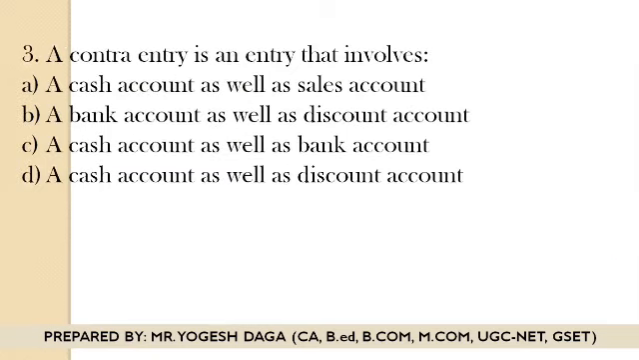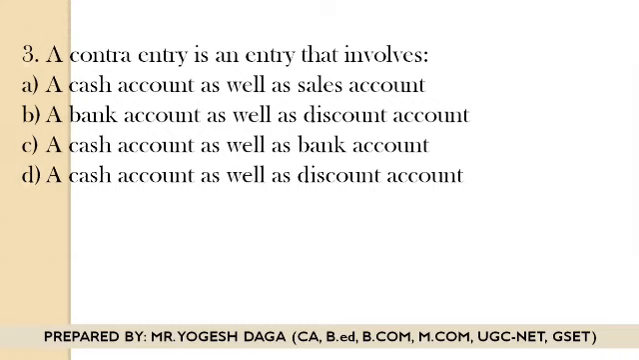Third question: a contra entry is an entry that involves A, B, C and D. These are the four options. A option, cash account as well as sales. B option, bank account as well as discount. C option, cash account as well as bank account. Or the D option, cash account as well as discount account.